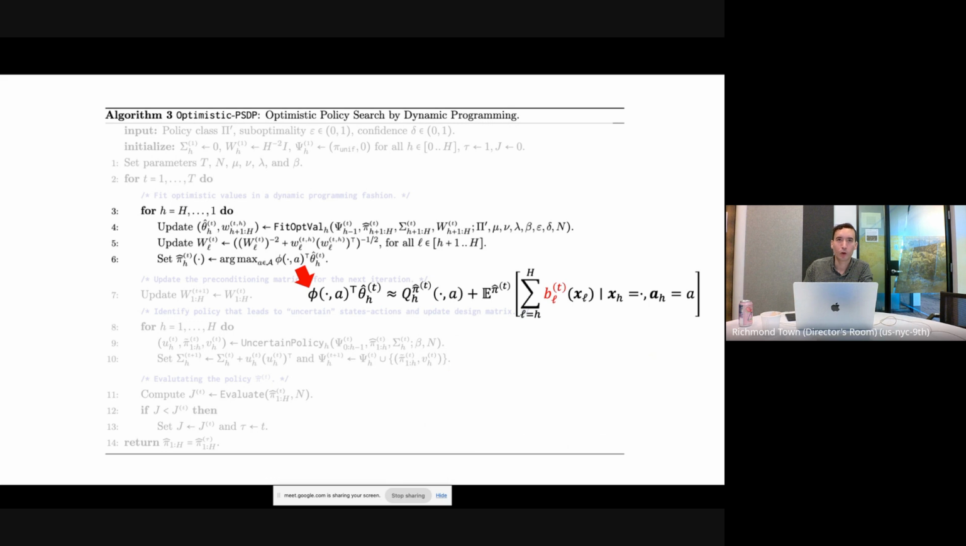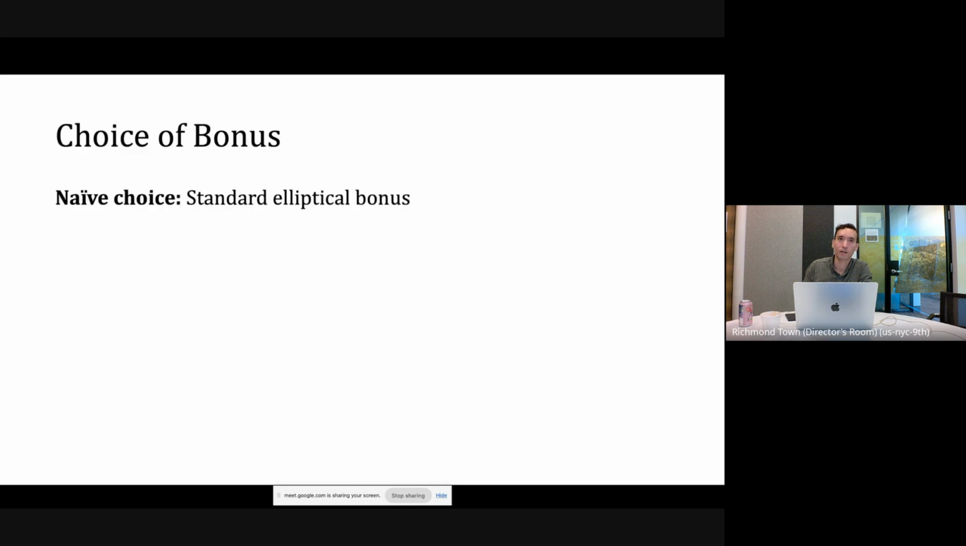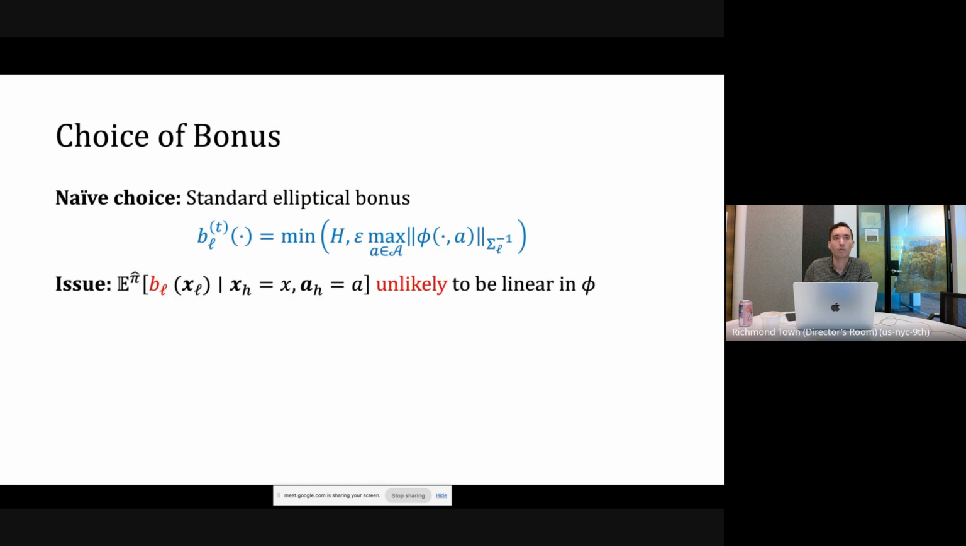Okay, so one technical challenge here is that this part here, the expectation of the bonus, is not necessarily going to be linear. And so this is problematic if we are fitting this objective with a linear function, we need the expectation of the bonuses to be linear, right? So this is the main challenge. And actually, what do we choose for the bonus? So the standard choice of the bonus, if we are in a linear MDP, is just to choose the elliptical bonus. This is a standard bonus in linear MDPs. But this is not going to work because we are not in a linear MDP, and so the expectation of the bonus is not necessarily linear.